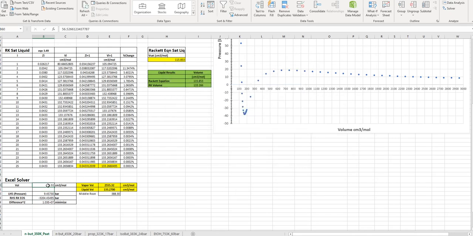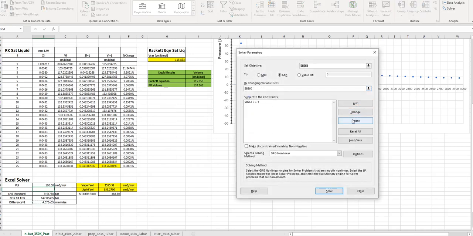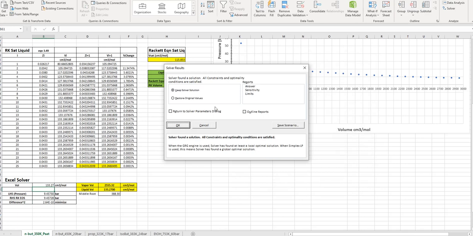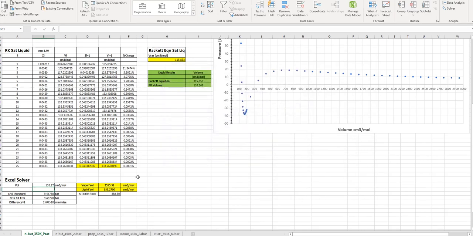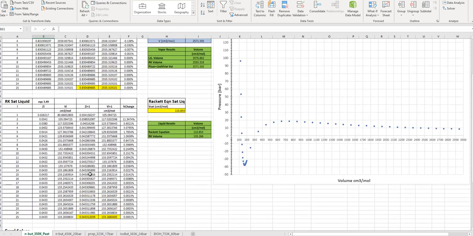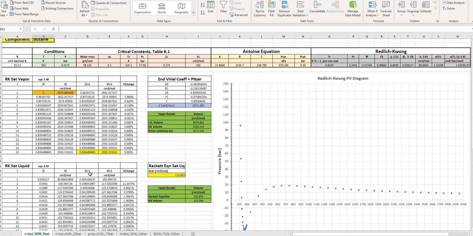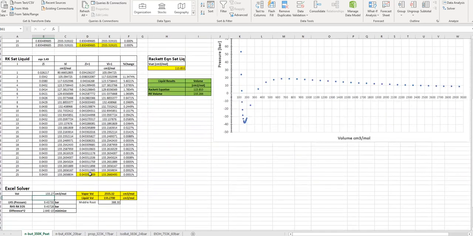Well, anyway, let's resolve this. We get back our 133. That is another reason why I'm not a particularly big fan of using these cubic equations of state. But I think it's important that you at least see what these cubic equations do, how they work, and then how you can solve for the molar volumes.